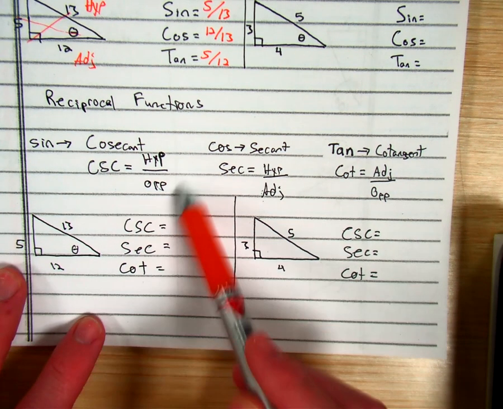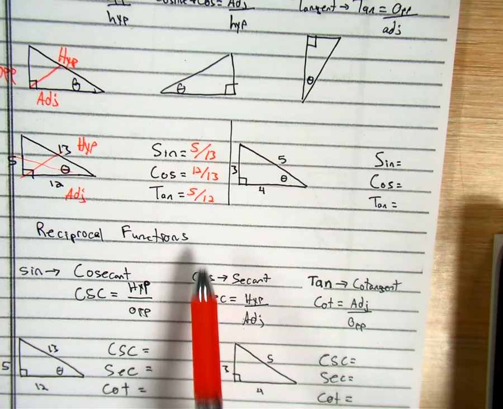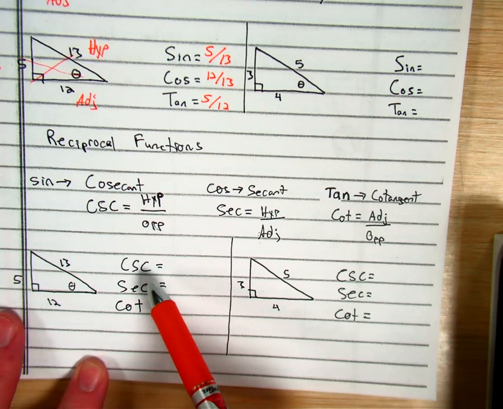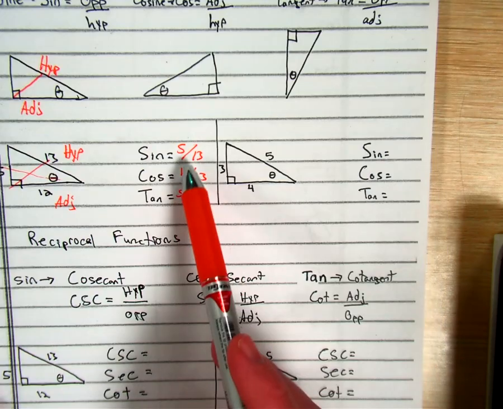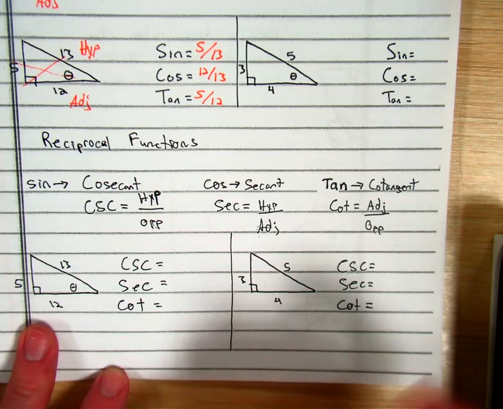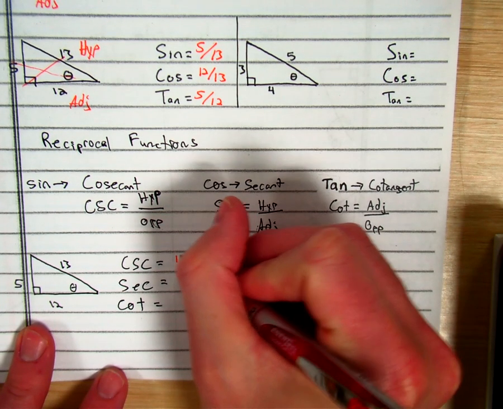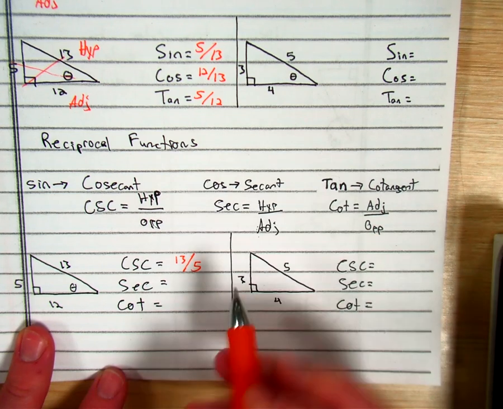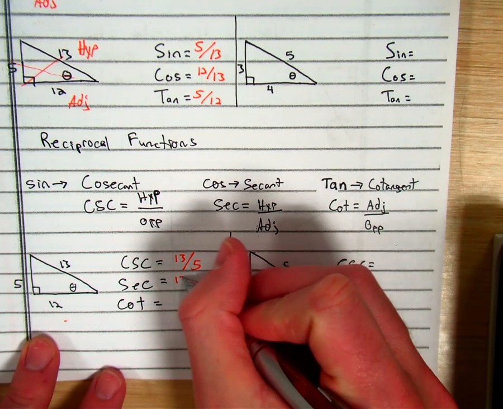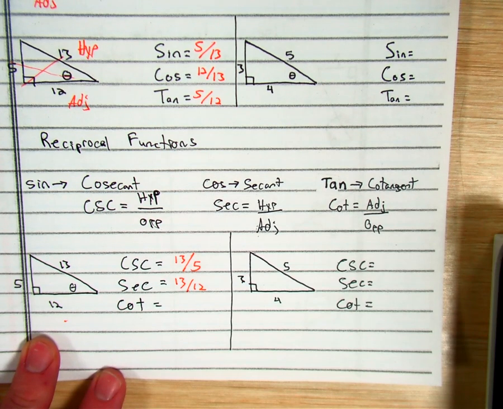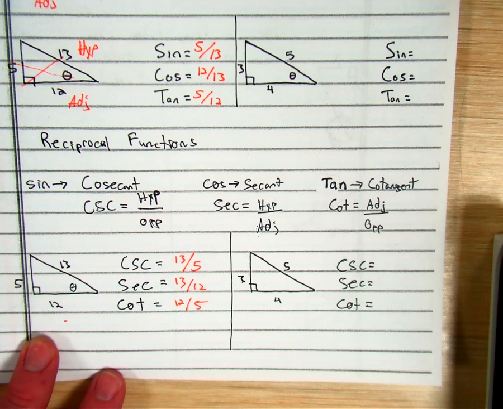So we have the definitions, like hypotenuse over opposite, or you can just take the sine, cosine, tangent numbers and flip them. Cosecant is hypotenuse over opposite, 13 over 5, or you can just take 5/13 and flip it. These are the same triangles. Secant would be hypotenuse over adjacent, or we can flip the cosine, 13 over 12. And cotangent should be 12 over 5.